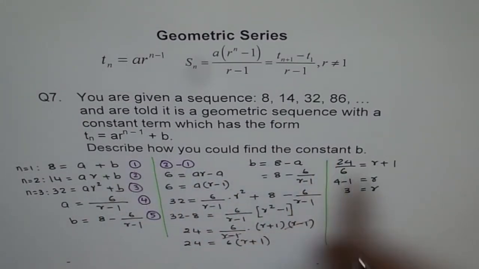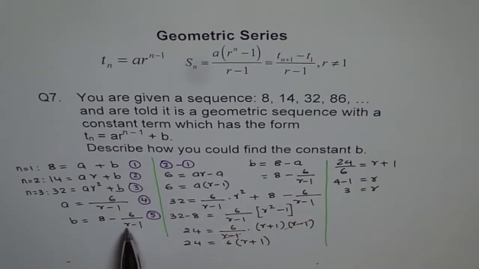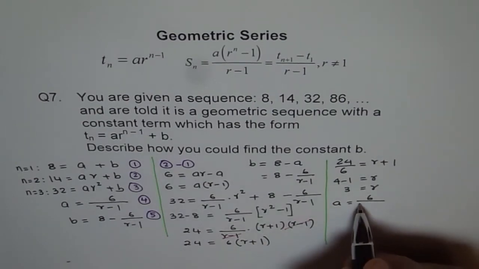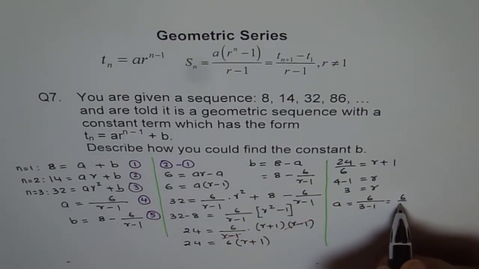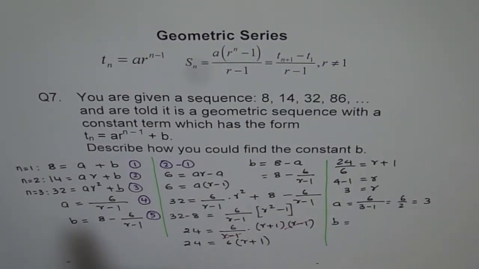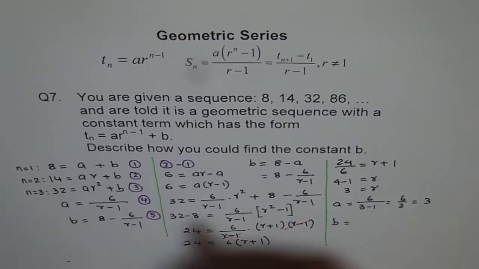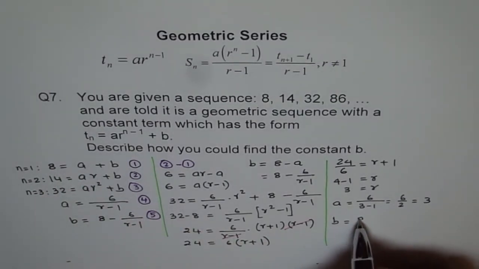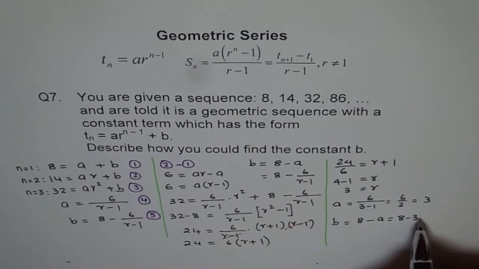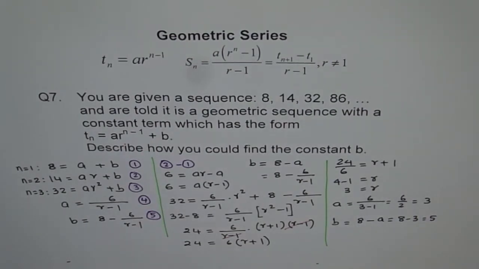Describe how you could find the constant B. Now R is given to us as 3. We can plug this 3 here and find B. Okay, so let's find A also. So A equals 6 over 3 minus 1. So it is 6 over 2, which is 3. And B is equal to, we can write B as 8 minus A, right? We'll use this, 8 minus A, which is 3, right? 8 minus 3, which is 5. So A is 3 for us and B is 5, correct?